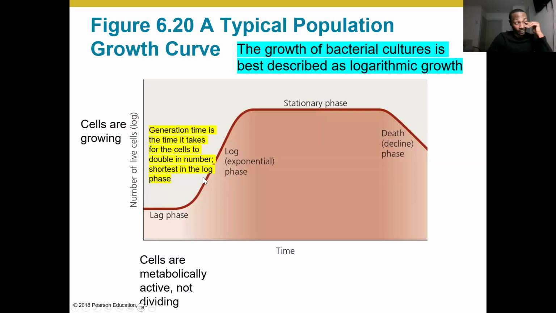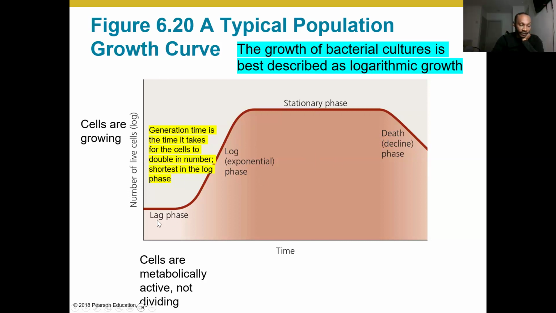And it's that binary fission process that happens during the log phase, and it takes really quick. So let's look at this typical population growth curve. Now, remember, the growth of bacterial cultures is best described as logarithmic growth, especially because we see this log phase. You will be asked about these different phases for sure.